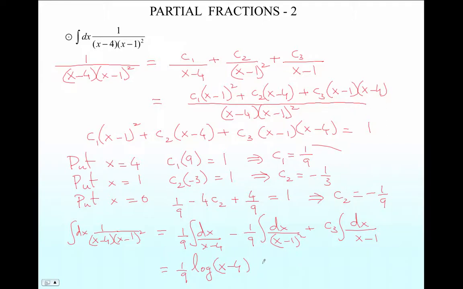For the second integral, the answer is obvious. It's minus 1/9 into minus 1 over x minus 1. So it's 1/9, 1 over x minus 1. And the last one is c3, which is minus 1/9 log of x minus 1. And so you see that we have been able to solve this integral over here by decomposing it into three separate parts, and each one of these was separately integrable.